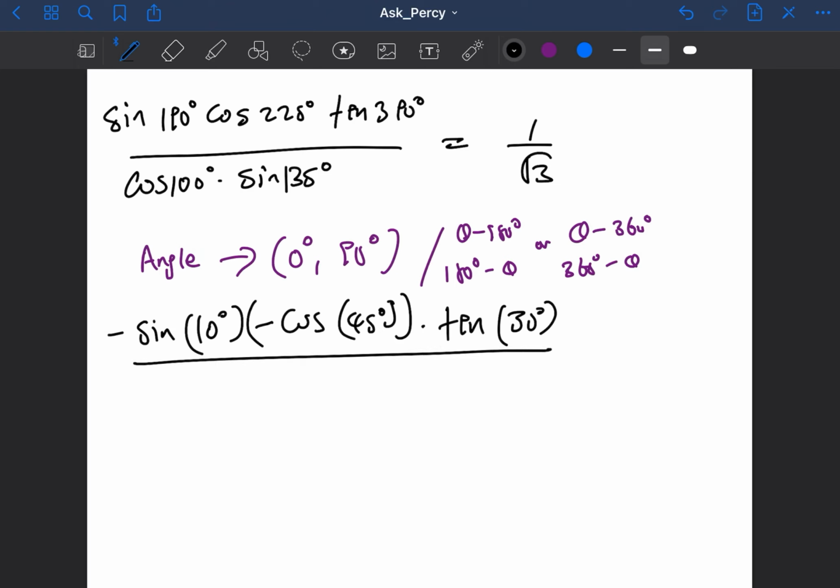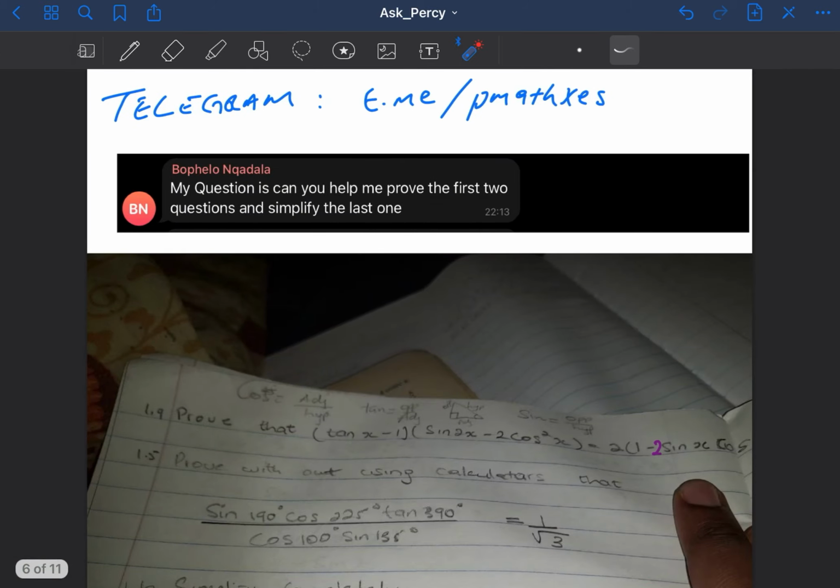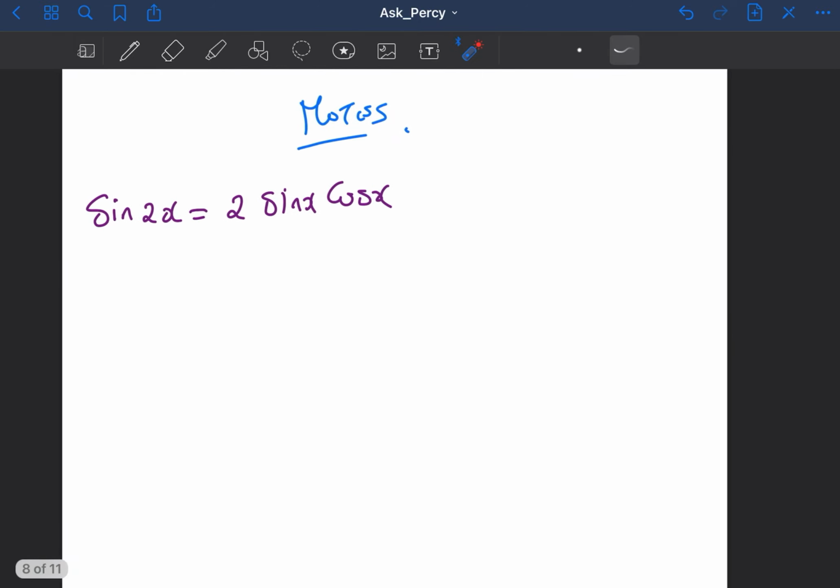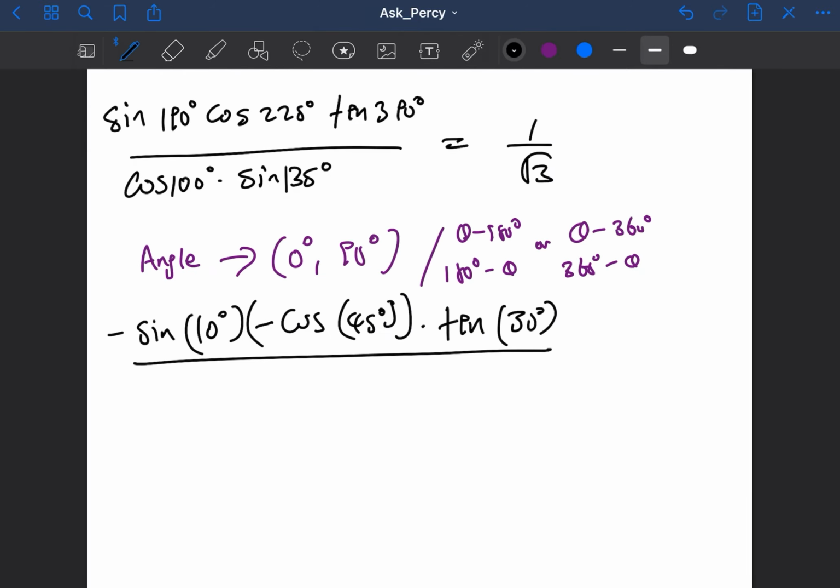Okay, and again, now you ask yourself, where's 100? Go to your CAST diagram. Okay, cool. 100 is on the second quadrant, and since 100 is on the second quadrant, only sine is positive. Therefore, anything else is negative, right? So we're going to have negative cos.